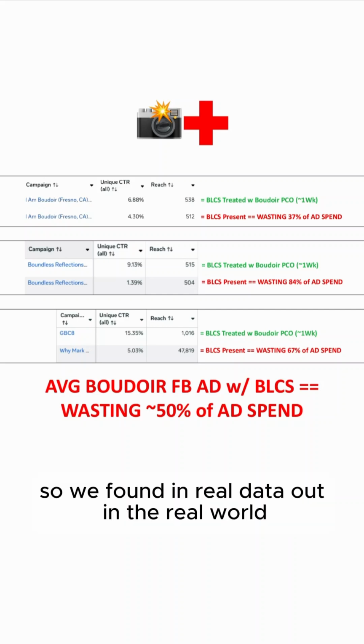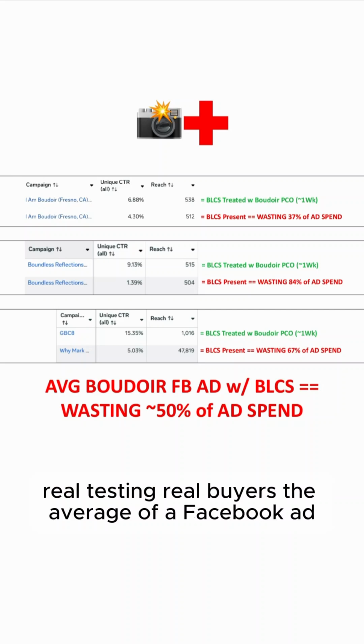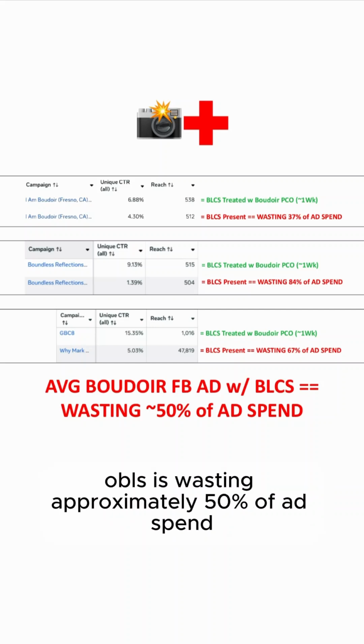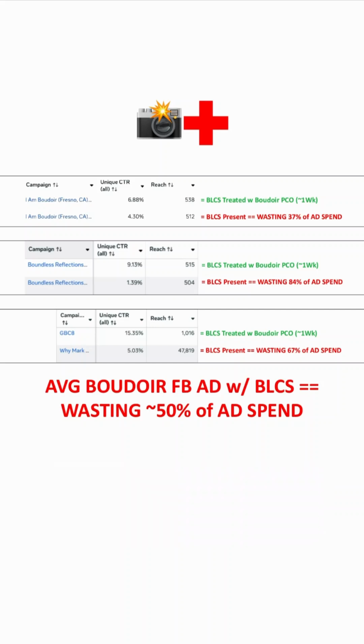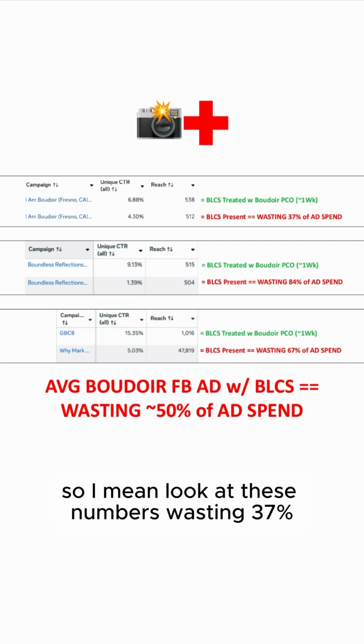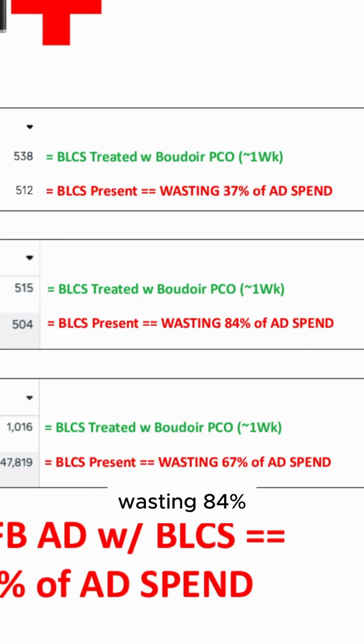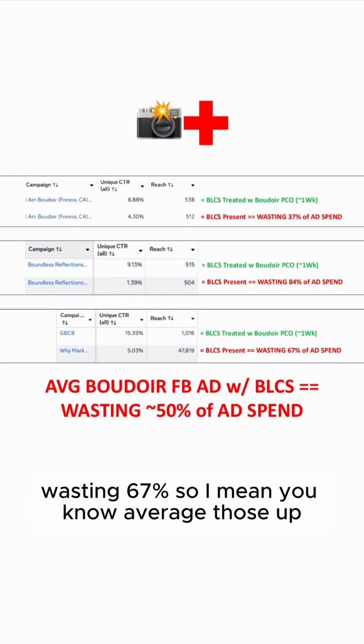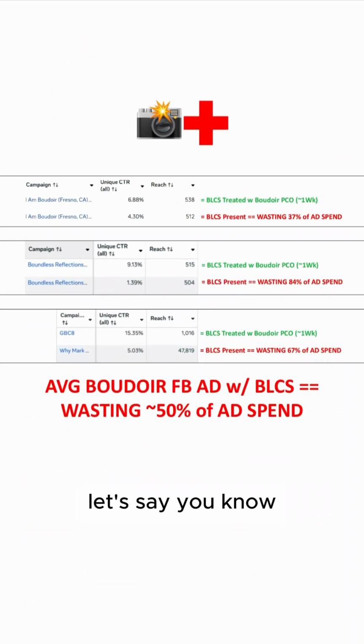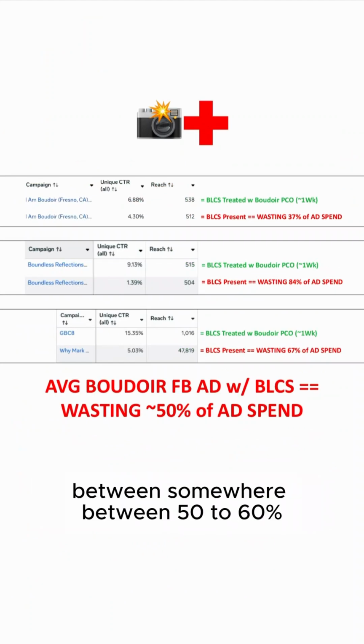So we found in real data, out in the real world, real testing, real buyers, the average Boudoir Facebook ad with BLCS is wasting approximately 50% of ad spend. Look at these numbers: wasting 37%, wasting 84%, wasting 67%. Average those up, and the average will probably be somewhere between 50 to 60%.